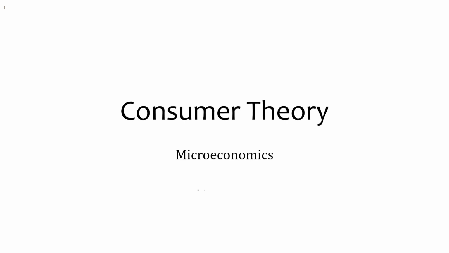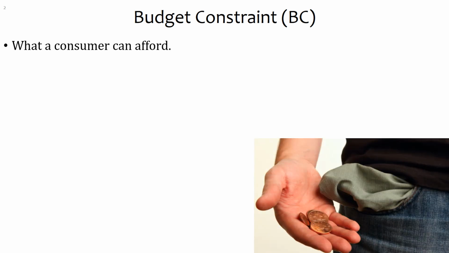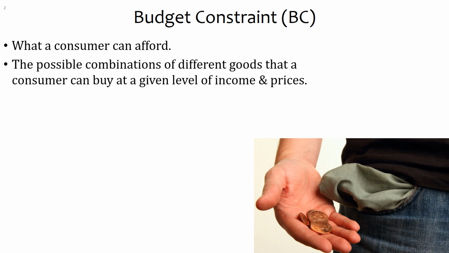Consumer theory. We're gonna have some cool graphs today. There's this concept of budget constraint, which is what a consumer can afford. Okay, it has to do with your financial state. So it's the possible combinations of different goods that a consumer can buy at a given level of income and prices. So assuming that the price and income is fixed, what are the options that you have?